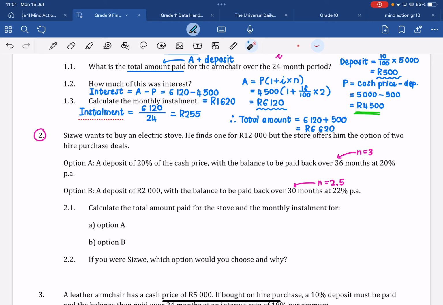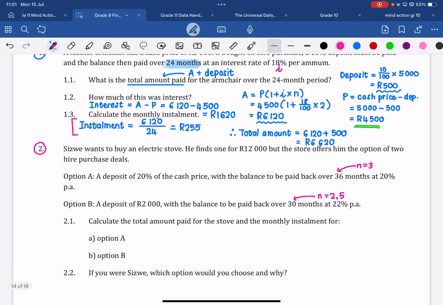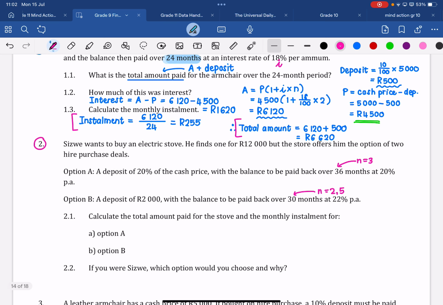So you are going to do this. That is the monthly installment calculation, and they want you to find the total amount paid. Which, remember, you have to do kind of a whole bunch of steps in order to get there. Okay, they want you to do those calculations for option A and option B, right? So you're going to have to look at the difference between the two options.